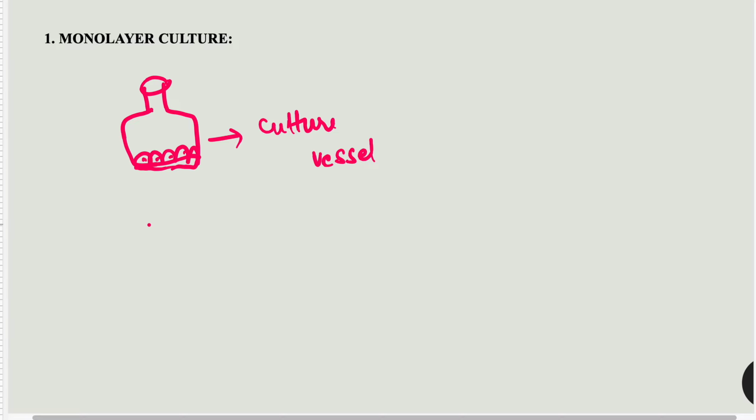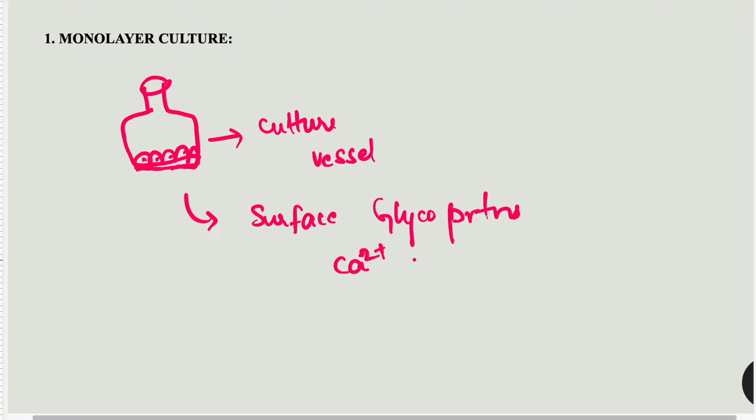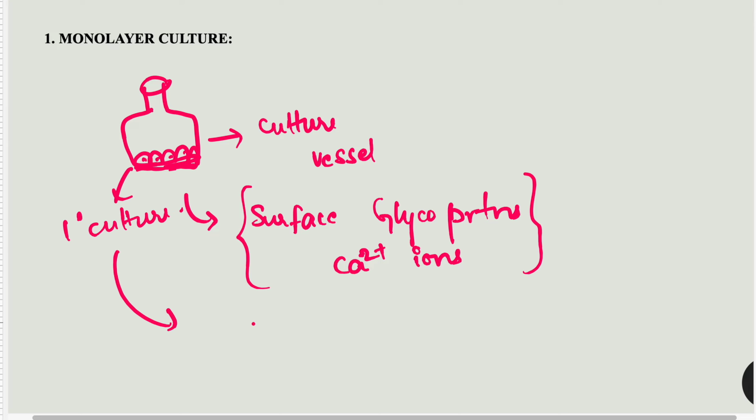Okay, and the attachment of the cells to this substrate is due to two factors, that is the surface glycoproteins and calcium ions. If these two were removed, the cells can be separated from the culture vessel. So this is the primary culture from which we are transferring to a new medium.